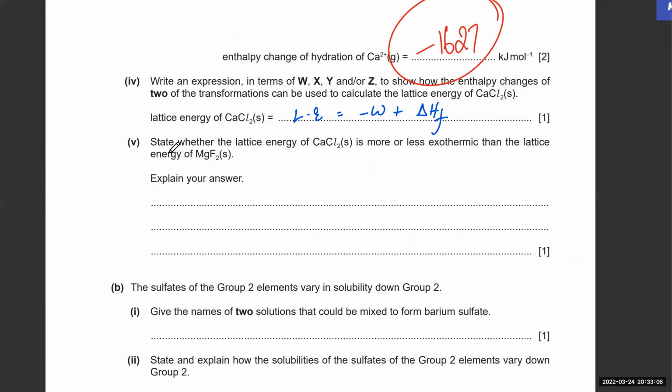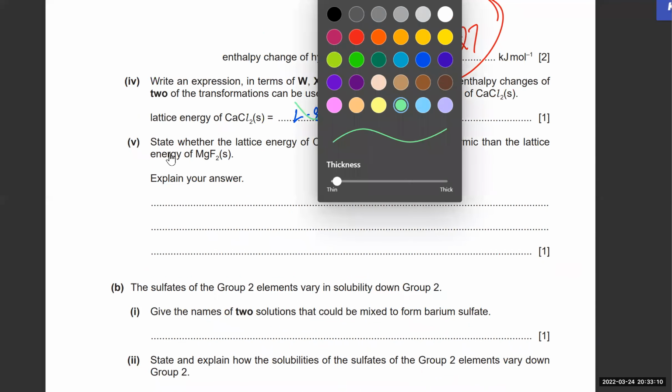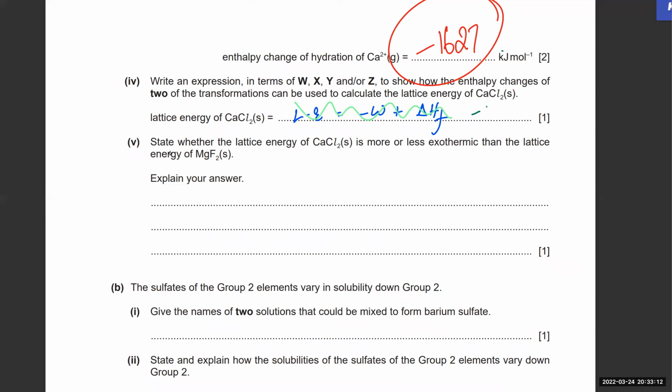So we have two expressions, minus W plus X, or it could be Z minus Y. Now, is this clear? Is the sign clear? Okay.